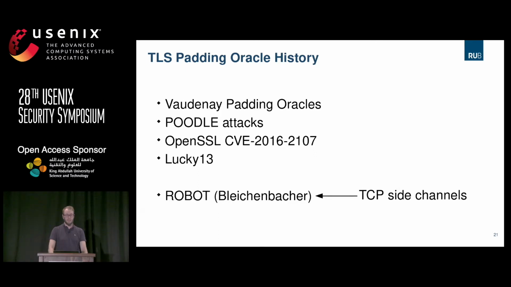And finally, there's the ROBOT attack. It was presented last year at USENIX here, and it's not a classic CBC padding oracle attack, but I still have it here on the slides because it introduced us to something quite interesting, namely TCP side channels. So there are not only different error messages, but also different states of a socket we can observe as an attacker.